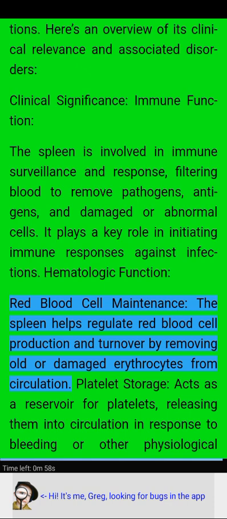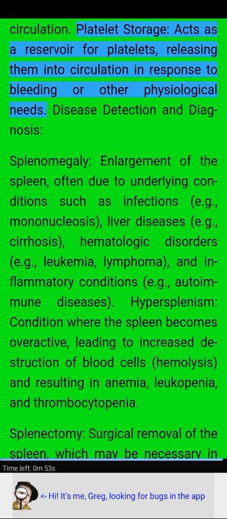Hematologic function. Red blood cell maintenance. The spleen helps regulate red blood cell production and turnover by removing old or damaged erythrocytes from circulation. Platelet storage. Acts as a reservoir for platelets, releasing them into circulation in response to bleeding or other physiological needs. Disease detection and diagnosis.